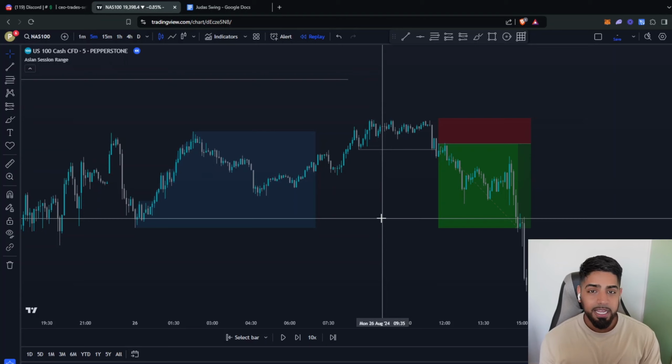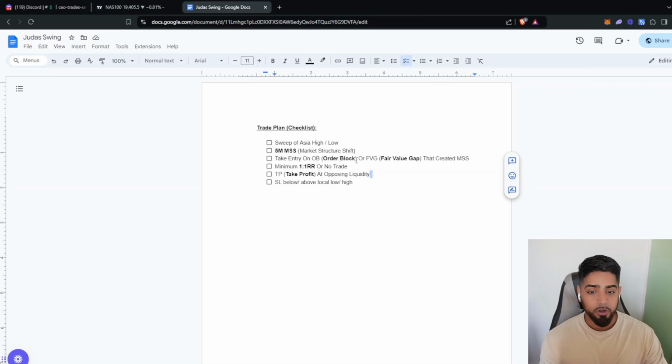Now that we've got our indicator up and running on the charts and we've identified where our Asia range is and we've understood exactly how to identify a market structure shift, next all we're simply going to do is follow this checklist. Super simple. We're going to wait for a sweep of the Asia high or the low. We're then going to wait for a 5-minute market structure shift. We're then going to take our entry at the order block or the fair value gap that created that market structure shift.